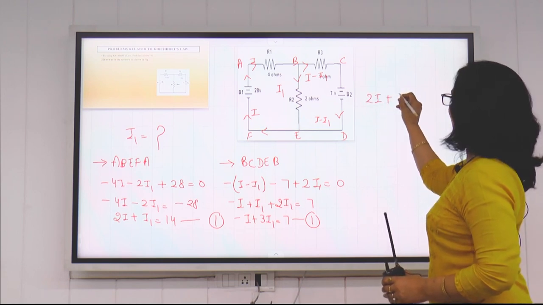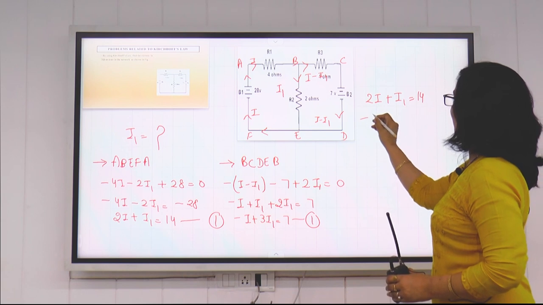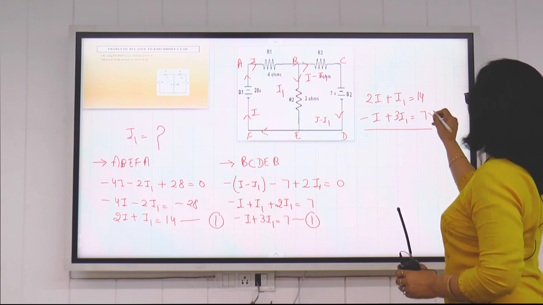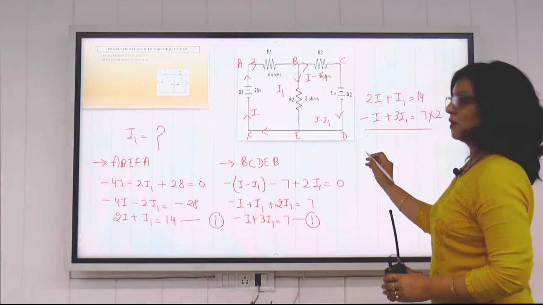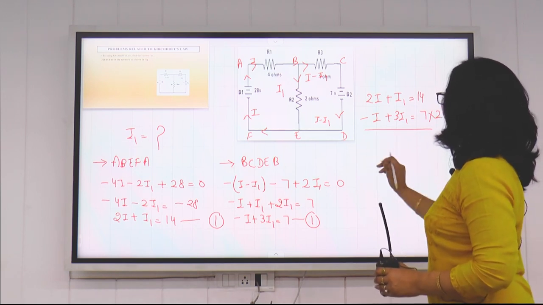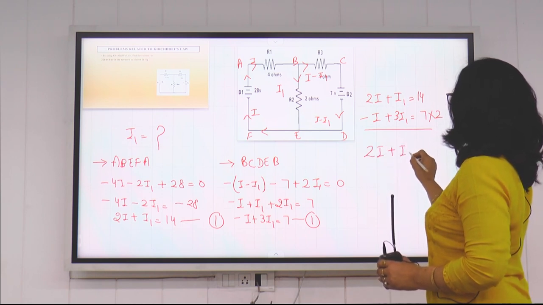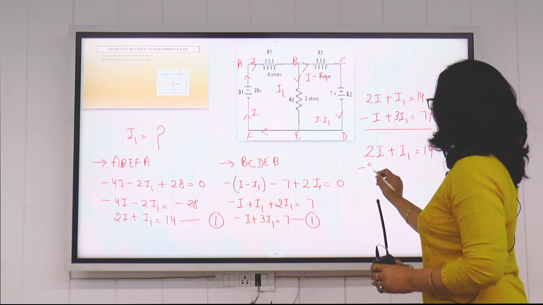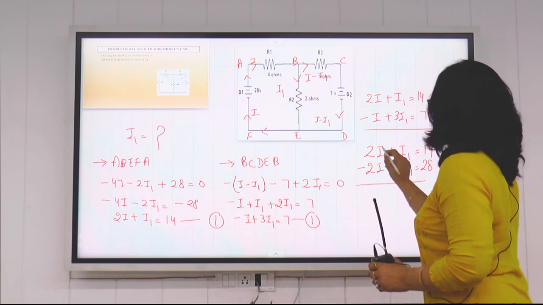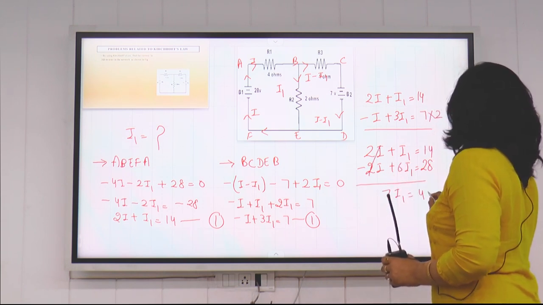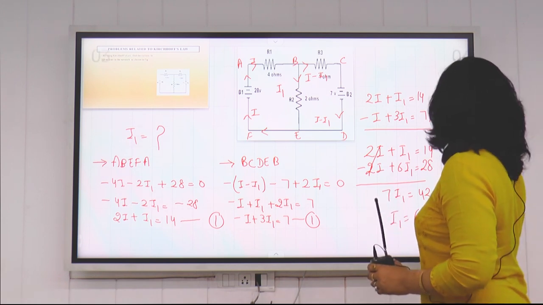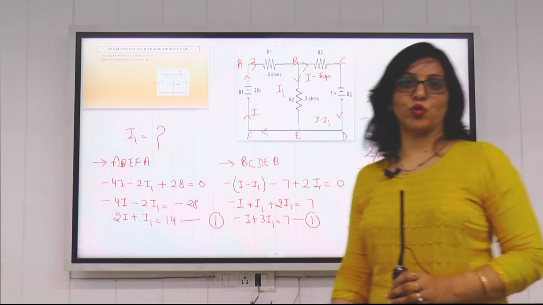2I plus I1 is equal to 14, and minus I plus 3I1 is equal to 7. We multiply this equation by 2 and add: 2I plus I1 equal to 14, minus 2I plus 6I1 equal to 28, so 7I1 equal to 42, and I1 equals 6. The current in the 2 ohm resistance comes out to be 6 ampere.